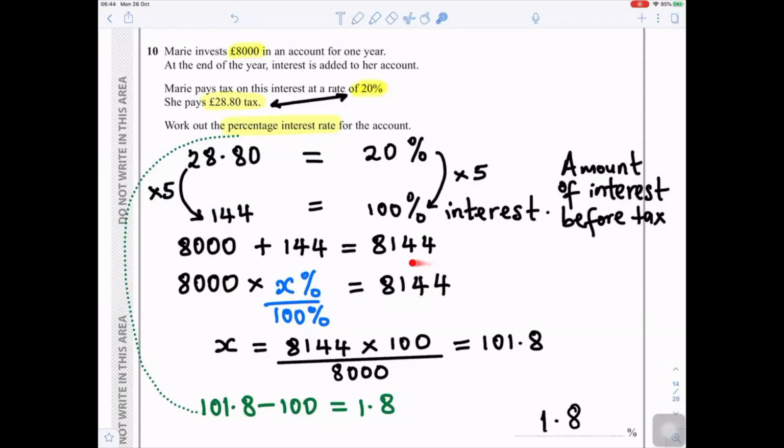We can rearrange this to find the value for x. So what we do is we times by 100 and divide by 8,000. Opposite of divide by 100 is times 100. Opposite of times 8,000 is divide by 8,000. That gives us 101.8. And it says work out the percentage interest rate, so you subtract from 100, it gives you 1.8%.